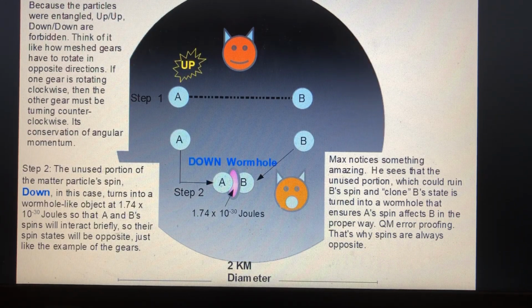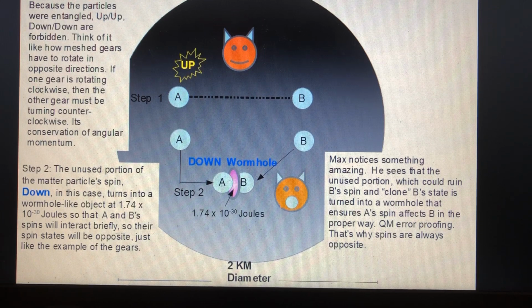Step 1. Max measures the spin of A and finds up. Because the particles were entangled, up and down are forbidden. It's kind of like how meshed gears have to rotate in opposite directions. If you have one gear rotating clockwise, then the other must be turning counterclockwise. This is conservation of angular momentum.